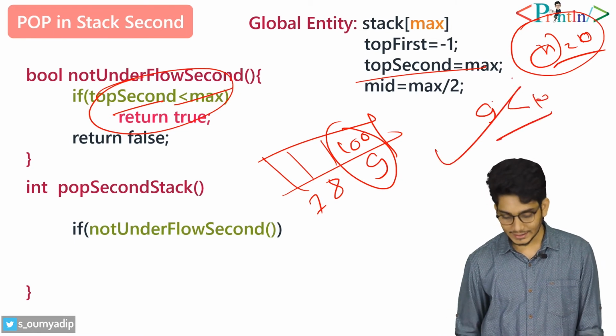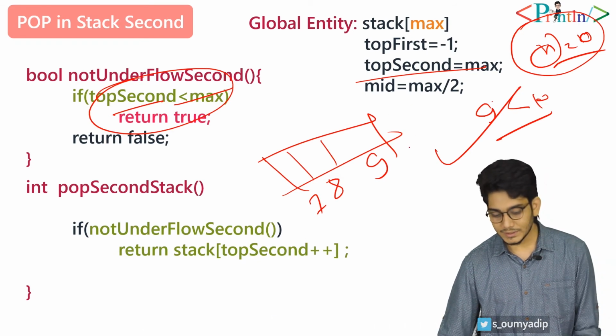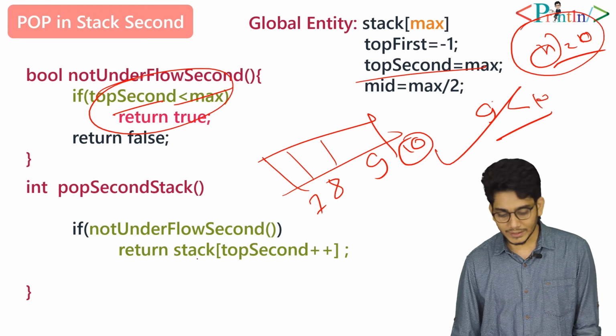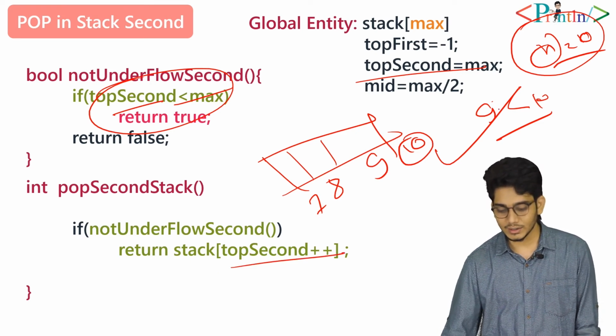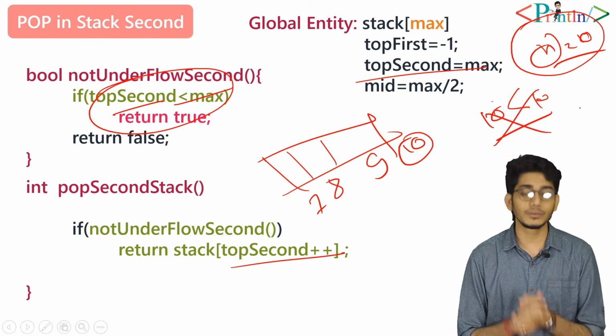9 is less than 10. It means we can pop the element. So after popping this element, what will be the value of the top second? It will be 10. After popping the element, we are incrementing the top second. So it will be 10. 10 is not less than 10. So it means that the function will be terminated.